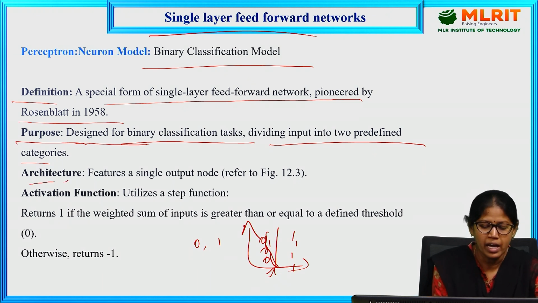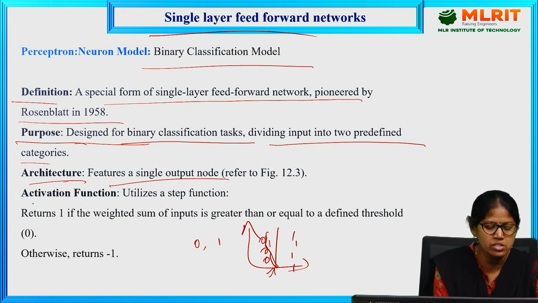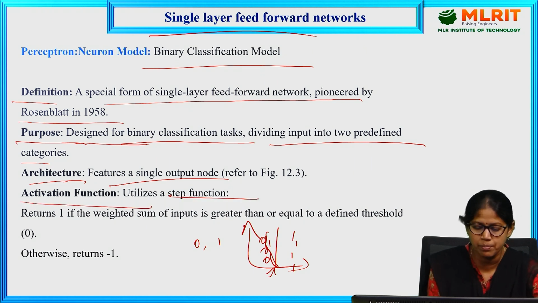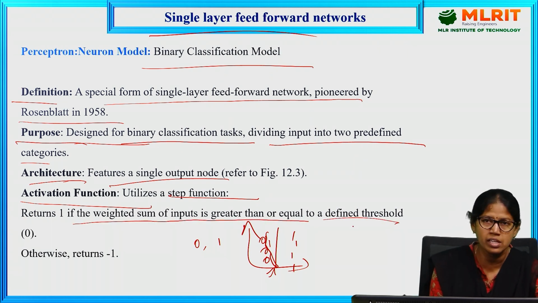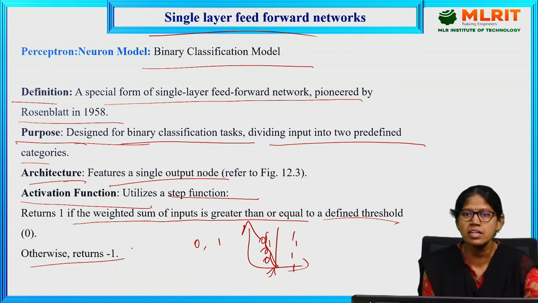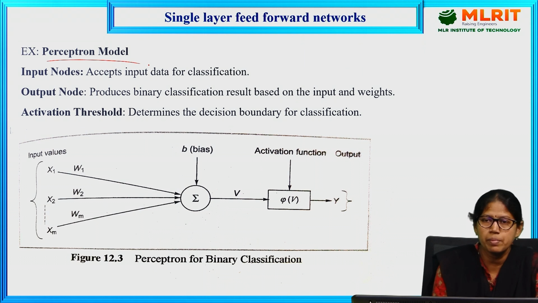Okay, so the architecture is a single output node. We'll see the next architecture. Activation function: here a step function is used. It returns 1 if the weighted sum of inputs is greater than or equal to a defined threshold. Otherwise, it returns -1. Okay, next let's see the perceptron model.